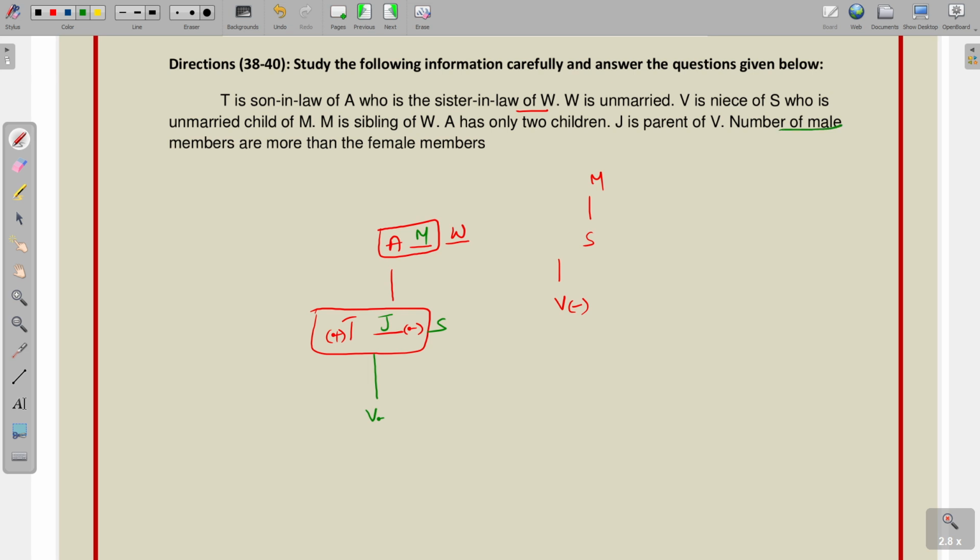Next, number of males are more than the females in the group, so males always more than females. So look once, A and M, W, T, J, S and V.